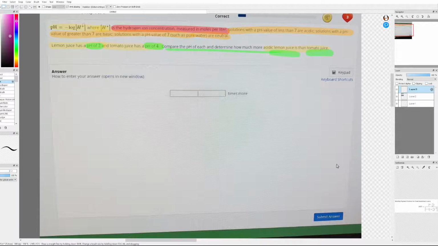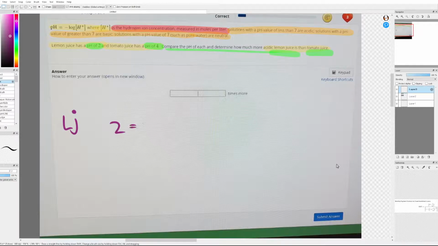For these problems, it gives us our pH, and we can just play the plug-in game at this point. We can treat H plus as an X if it makes things easier for you. We're just trying to find what number that is. One more thing to know: we're comparing two different things, so we're going to have two different equations. We'll start with lemon juice first.